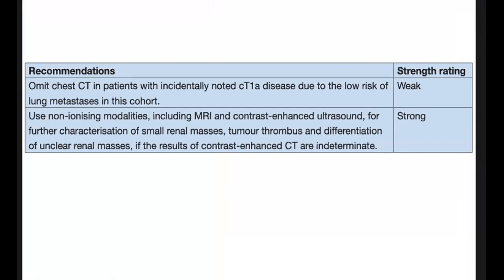So the guideline suggests that you don't need to do a CT chest in patients who have an incidentally diagnosed T1A disease. Sorry about this. So CT chest is not needed in the preoperative evaluation of these patients. The second question that we asked is about the use of postoperative imaging in T1A patients. And the guideline suggests that non-ionizing modalities, including MRI without contrast and contrast-enhanced ultrasound, are better modalities than contrast CT if you have any concerns about contrast nephropathy. And this patient is at risk of contrast nephropathy.